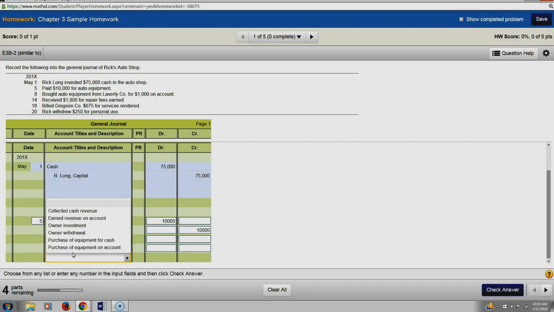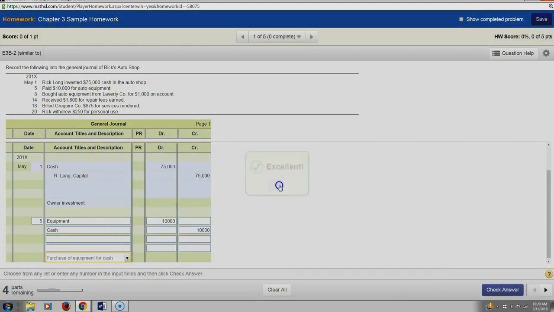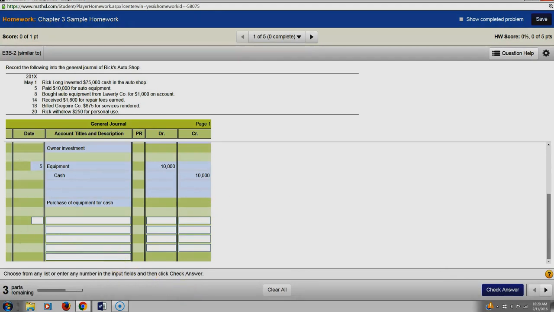Okay, so that would be what? The purchase of equipment, not on account, but for cash. Usually the explanation goes on the third line, the line directly underneath the last item that was affected. So typically that would go up here on this line. Okay, I think I'm okay. Let's check. Good. Okay, so then it scrolls to the next transaction, auto equipment on account.